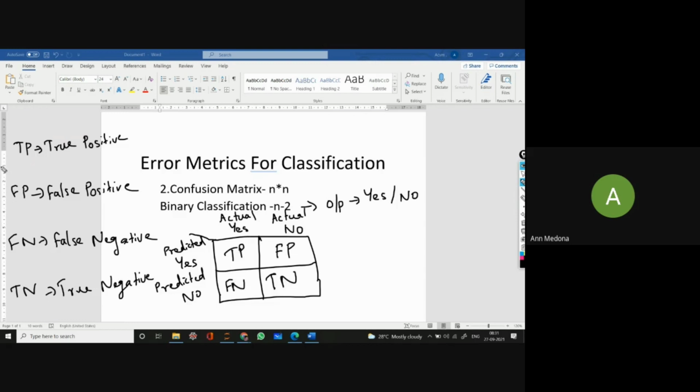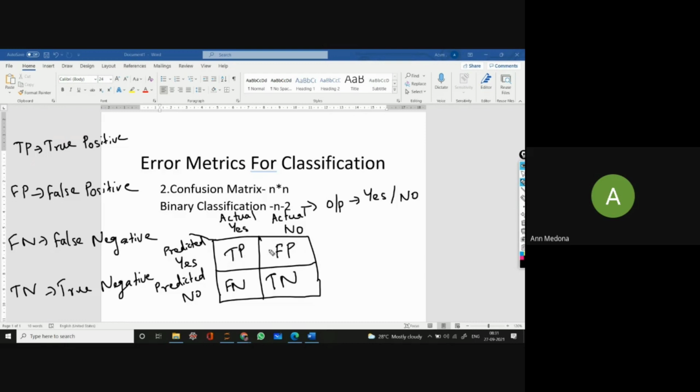Okay. So true positive in this sense, the actual output is yes and the predicted output is yes. If both actual and predicted output is yes, or you can say both are positive, you can say it is true positive. That is, the model has given the right prediction. In the training example, the output is yes, and the model has also provided the output as yes, which is nothing but true positive.